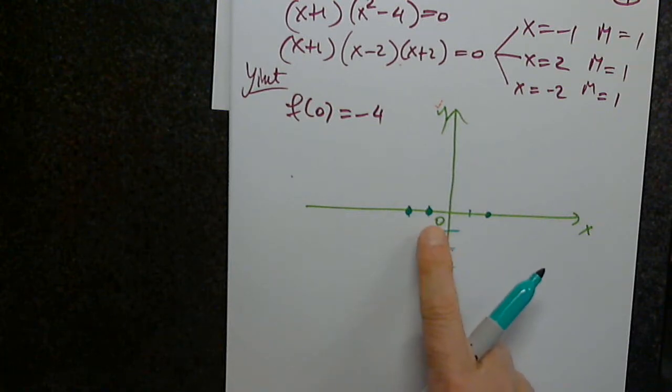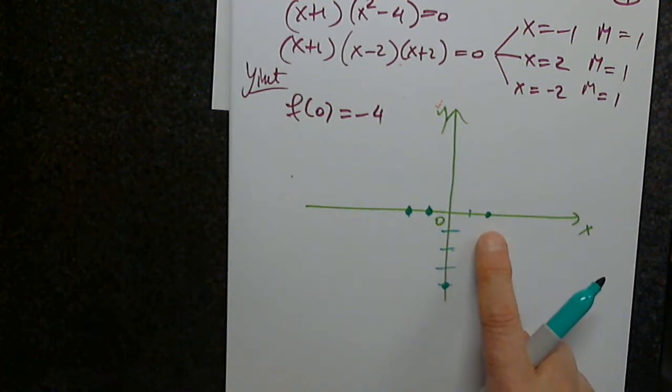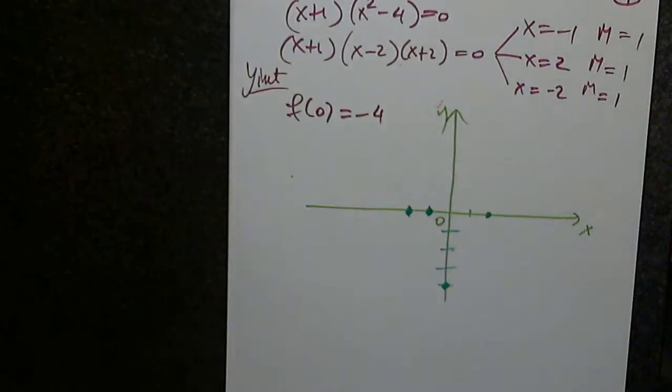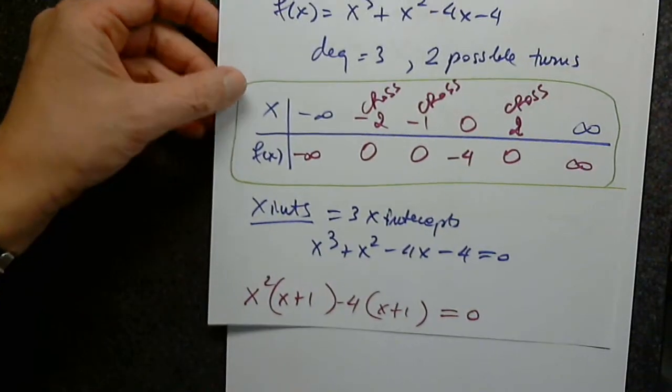So -2, 0, -1, 0, 0, -4, and 2, 0. Ready? Okay. So let's read the table.